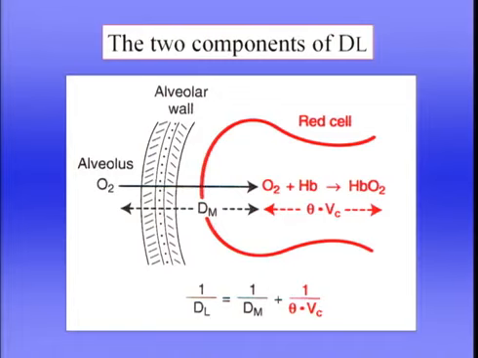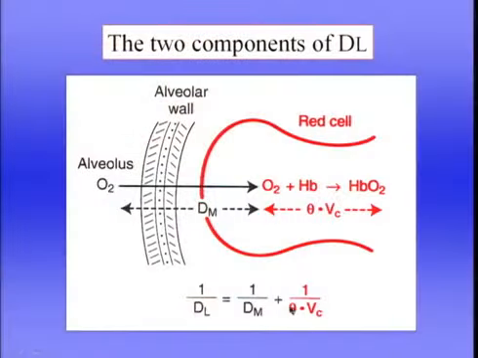And if we multiply that by the volume of blood in the pulmonary capillaries, we end up with the units mils per minute per millimeter of mercury. Those are the same units as diffusing capacity. Remember, I mentioned when we were talking about measuring the diffusing capacity. So we're able to add these two factors here. And the equation we get is 1 over DL equals 1 over DM plus 1 over theta Vc.